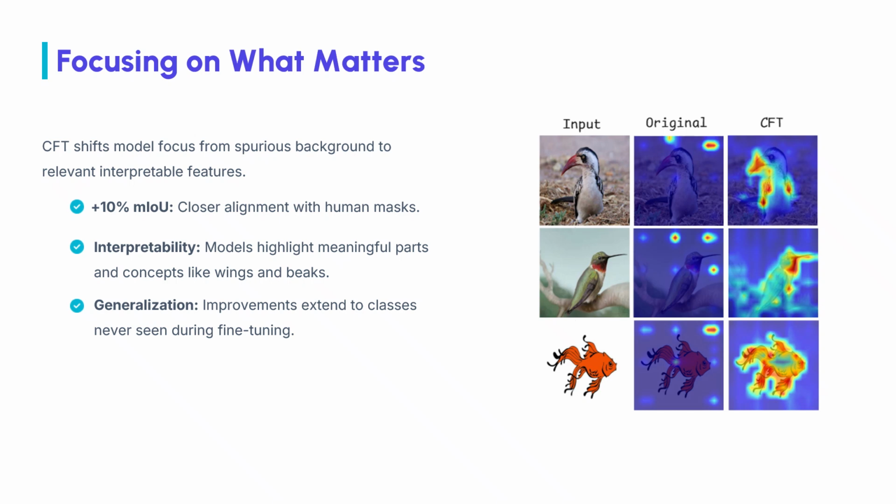Relevance maps after CFT tightly focus on the semantically meaningful parts of the object, the beak and the body of the bird, the full form of the fish, rather than scattering across the background. Quantitatively, we measure a 10% improvement in mean IOU against human annotated ground truth masks. And importantly, these gains generalize to classes the model never saw in fine-tuning. This tells us CFT is genuinely refining the model's reasoning process, not just memorizing class-specific cues.